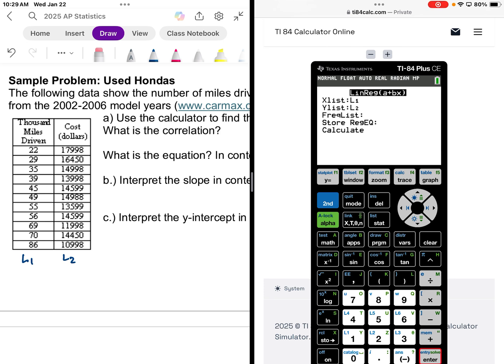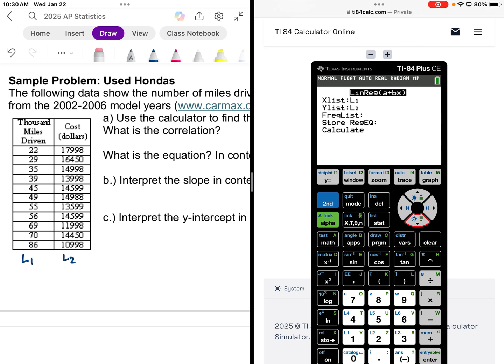Store reg EQ is where I can tell the calculator to put the equation of Y hat equals into Y1. That way when I want to look at the scatter plot and the line, the LSRL, it'll already be there for me. I don't have to retype it.